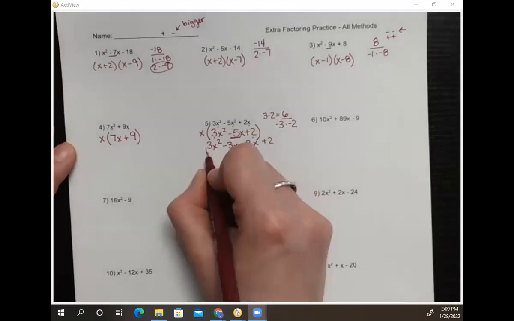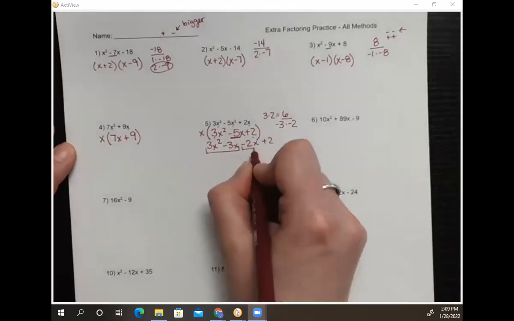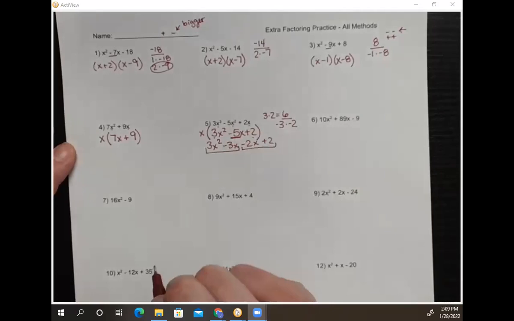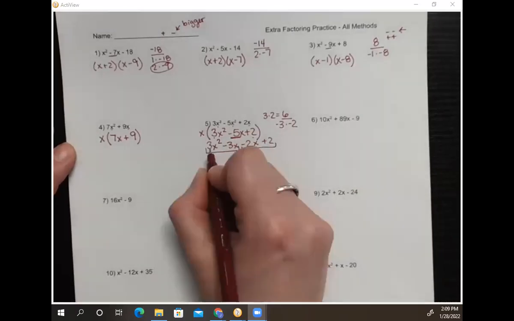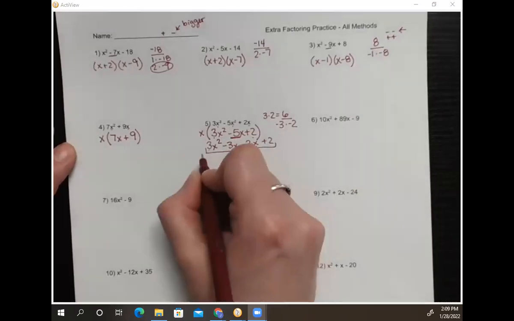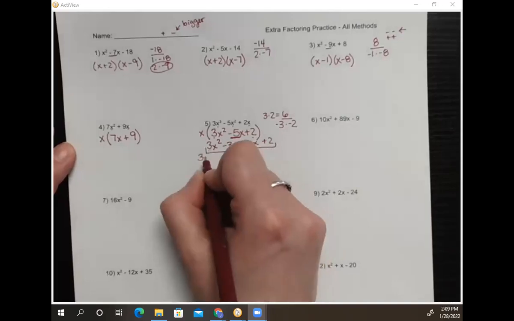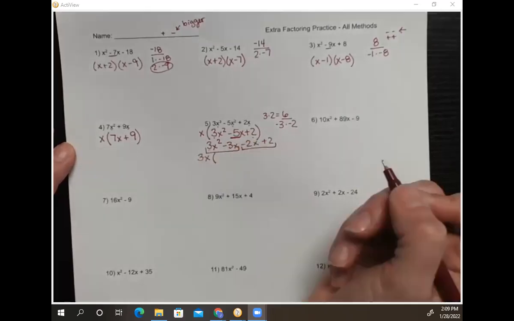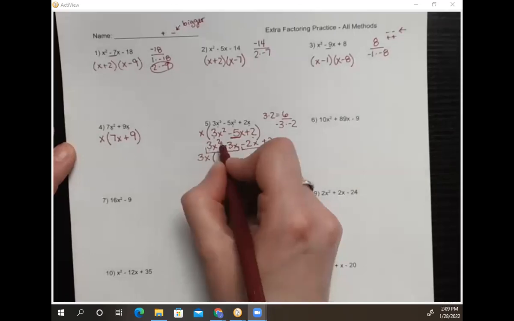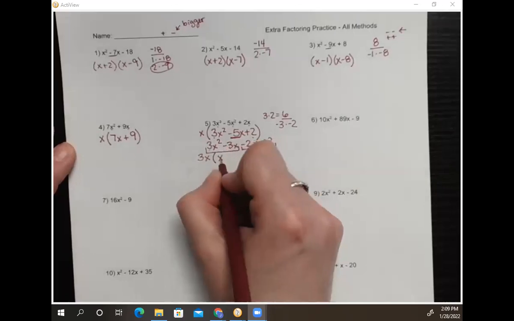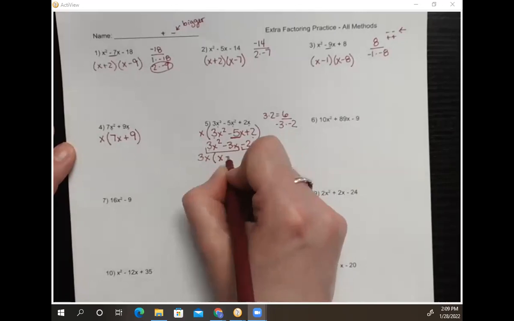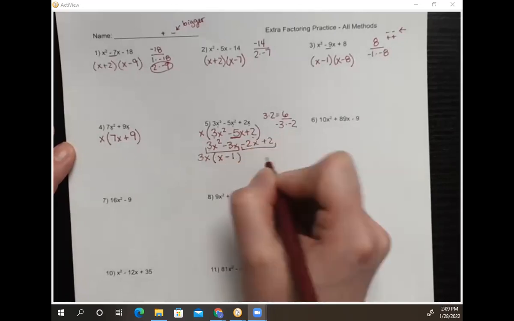Now I'm gonna split this up into my groups and look for the GCF for each group. The GCF for my first group, I can divide both of these by 3, and they both have an x, so 3x would be my GCF there. When I divide 3x out of this first term, I'm left with just x. And then here, 3x divided by 3x, that would just be 1, so x minus 1 there.